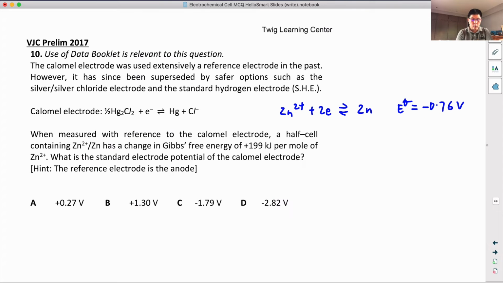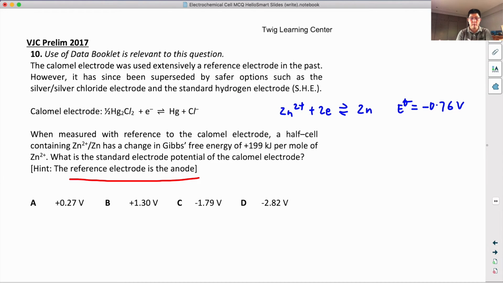Okay, let's look at the next question, question 10. The calomel electrode was extensively used as a reference electrode until it was replaced with the standard hydrogen electrode. So remember what I mentioned? I talked about the reference electrode being the anode. They say when measured with reference to the calomel electrode, the half cell containing zinc has a change in Gibbs free energy of that value. Okay, so let's run through how this is done.